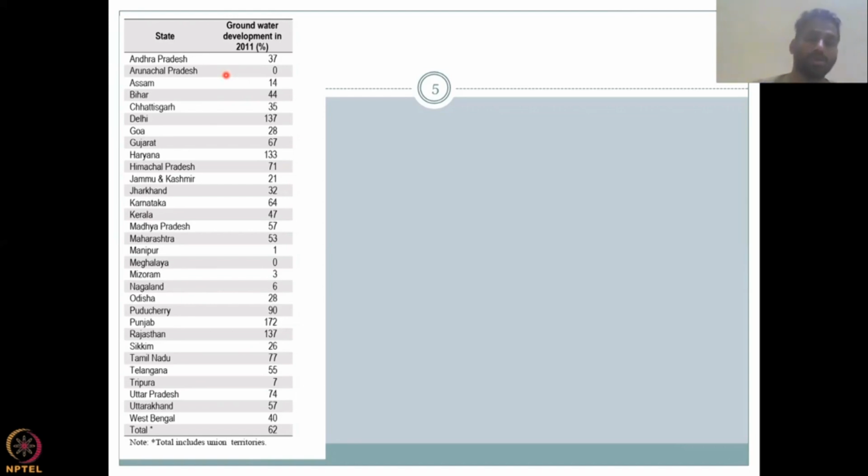Okay, so if you look at the numbers, Delhi has groundwater exploitation much higher than the annual recharge, 140%, which means it's more than the groundwater that is recharged. And some measures have to be taken urgently. The worst case scenario is your highest groundwater development in Punjab, 172, and Rajasthan.